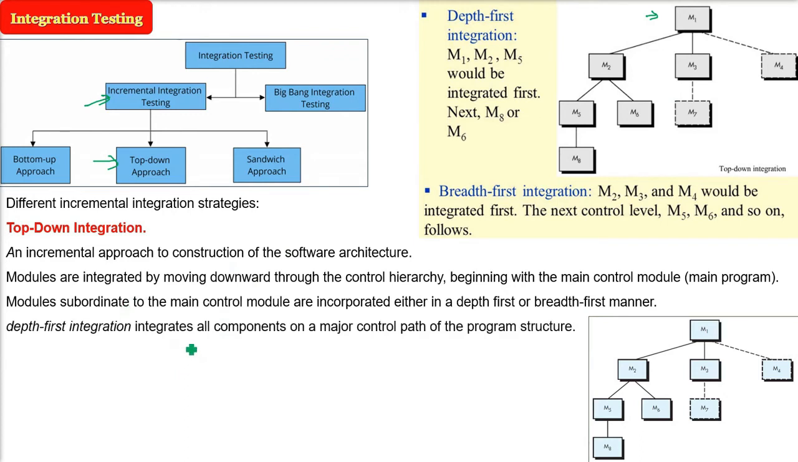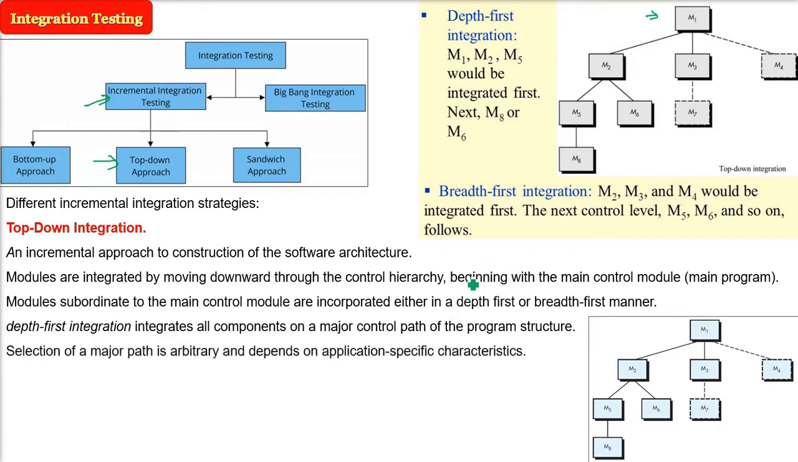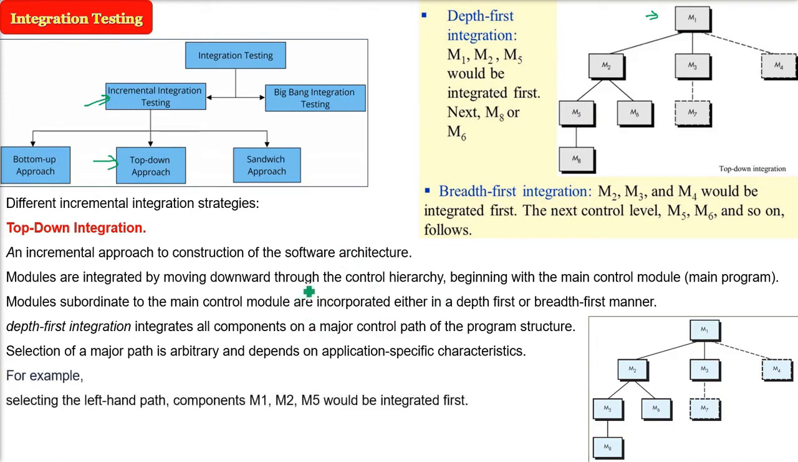So depth first integration integrates all the components on a major control path of the program structure. So here comes the software architecture. We'll start with the top and you will go directly down, that is vertically down. But which major path you will choose is arbitrary. That is, it depends totally on your application. These are application specific characteristics. I'll tell you an example here.